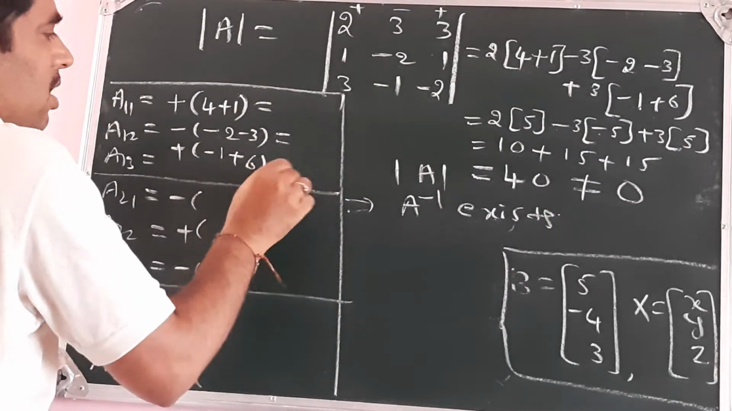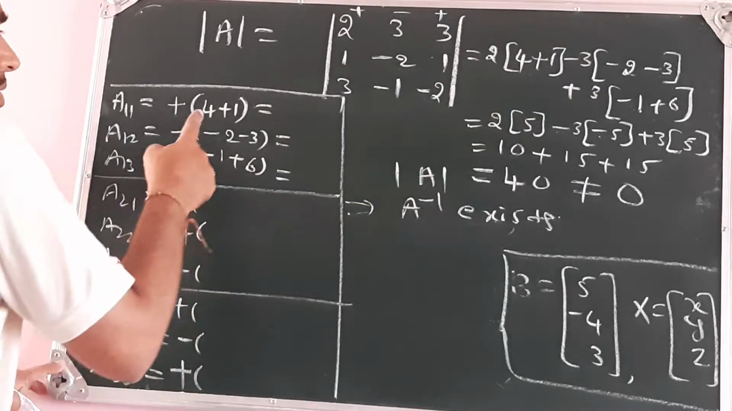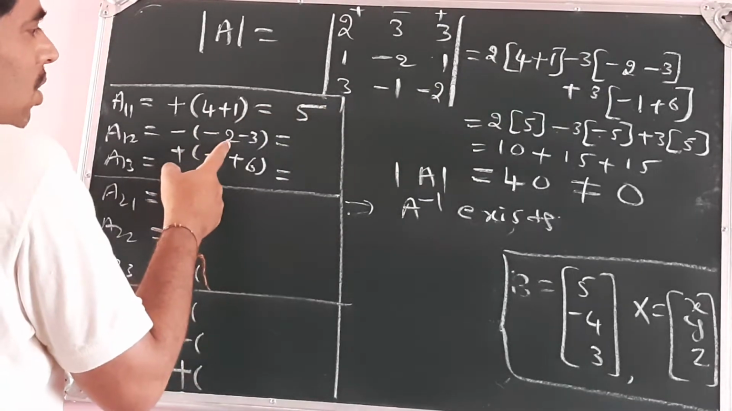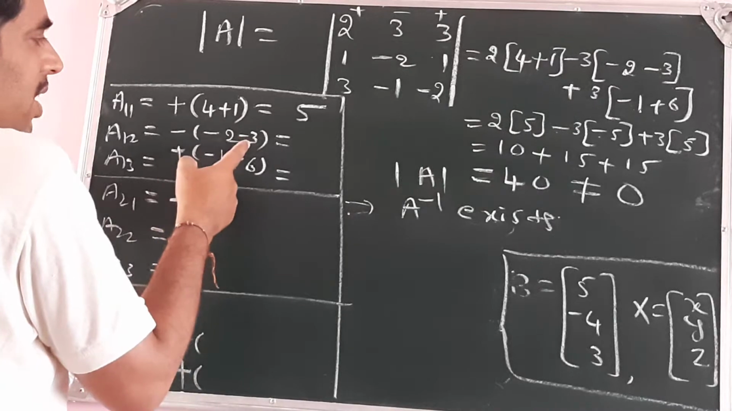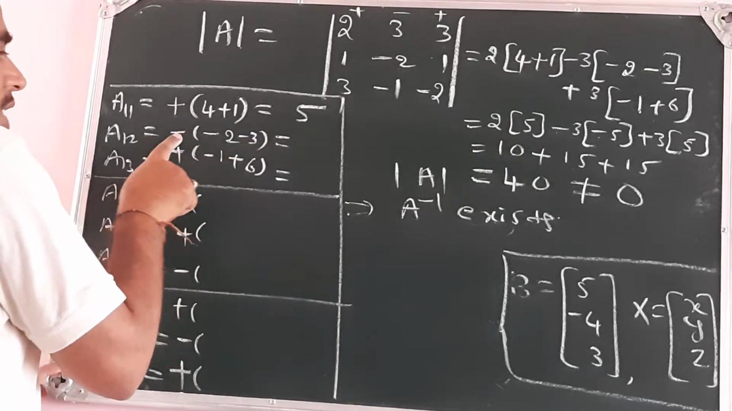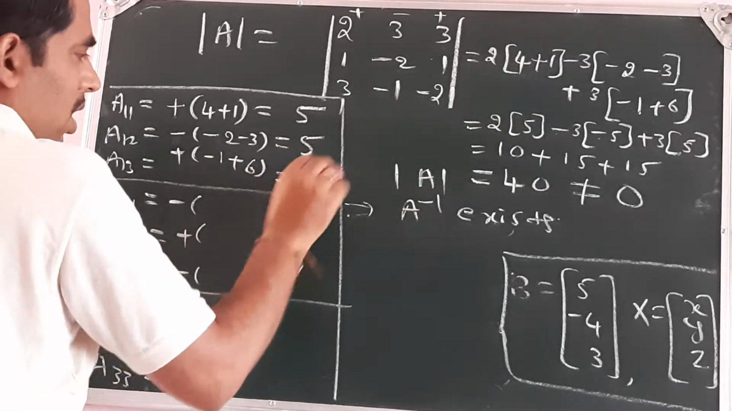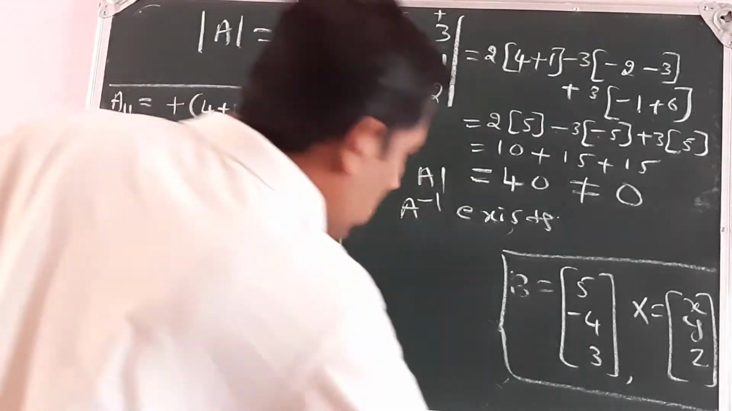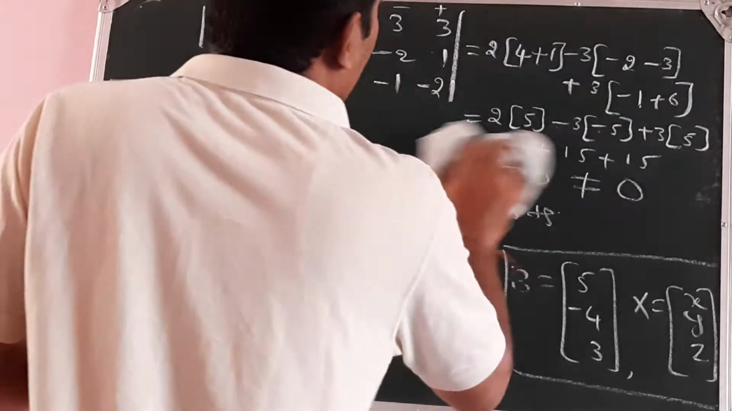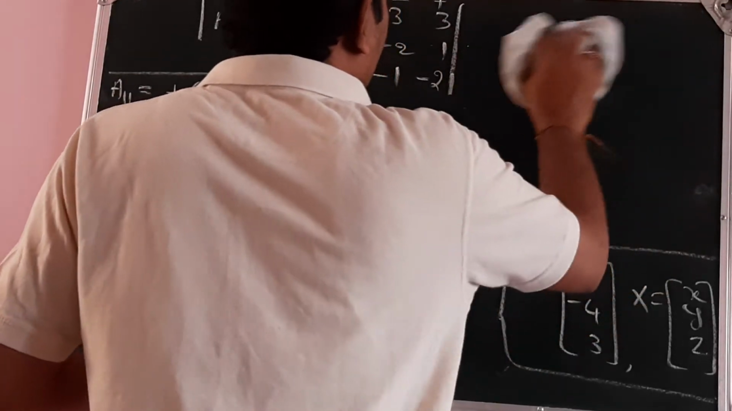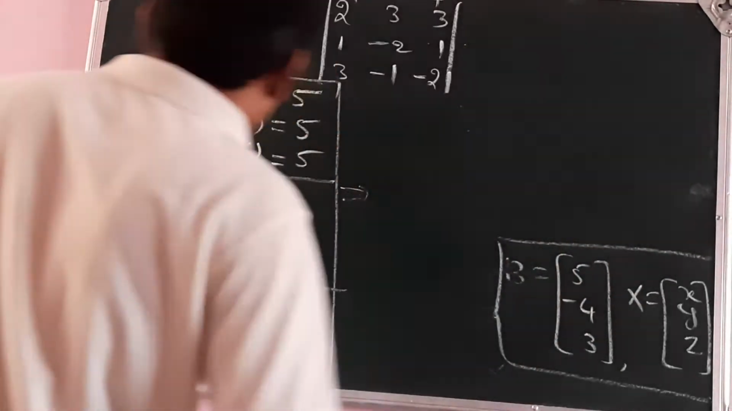So then I can make that. So I have copied from there. See, 4 plus 1, that is 5. So here, minus 5, minus 2 minus 3 minus 5. So minus 5 minus of minus 5, that will be plus 5. Then 6 minus 1, that will be what? 5 only. So let us find the cofactors of the other elements.